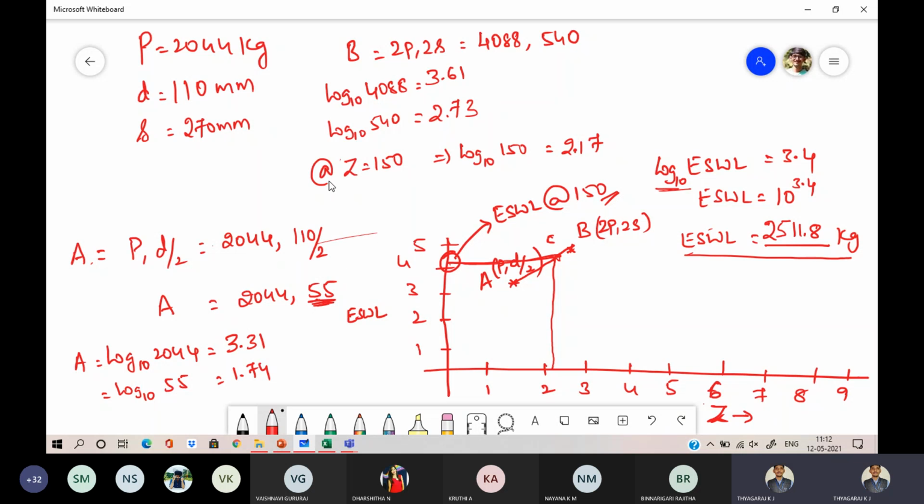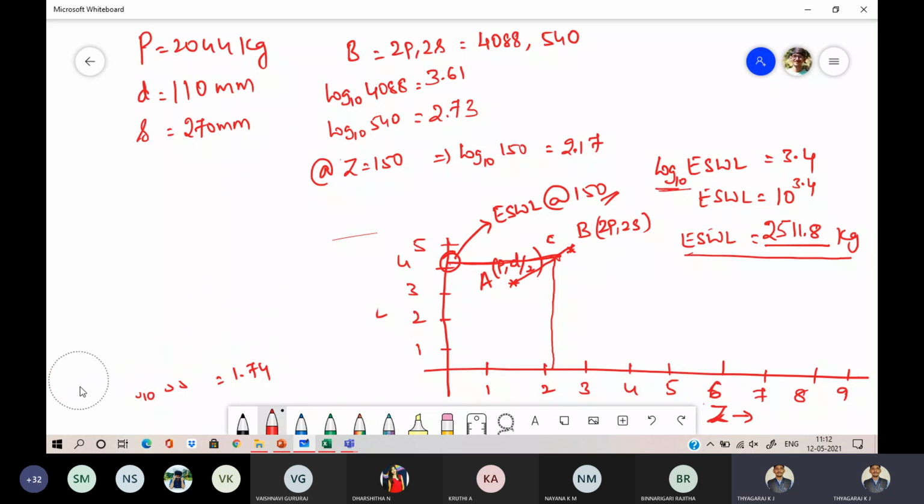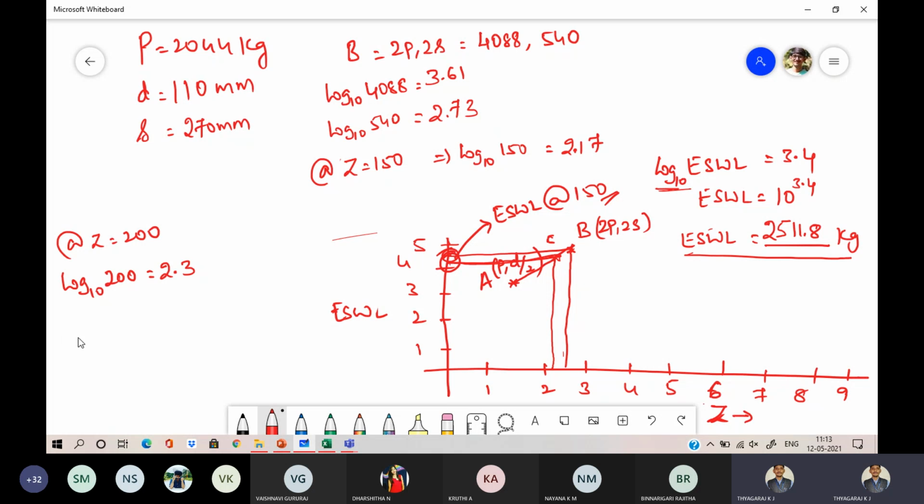Now, similarly, what is the next Z value? 200. At Z is equal to 200. So log 10 of 200, how much will you get? 2.3, sir. For 2.3, project a line upwards, which will cut the straight line, and draw a line perpendicular to the y-axis. So log 10 ESWL, how much will you get?